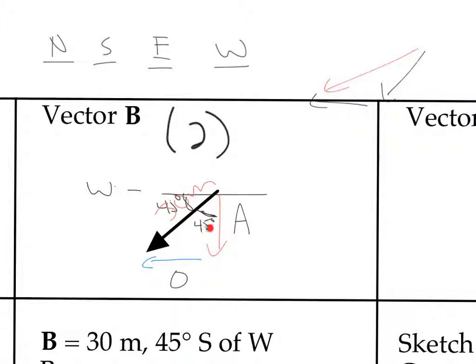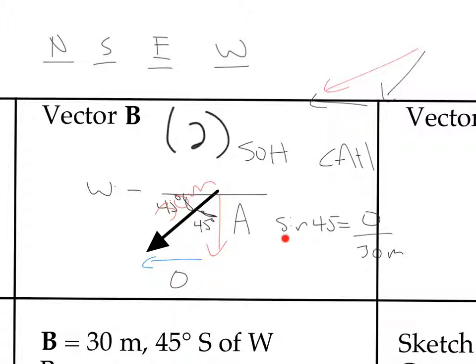So using this angle, remember, SOHCAHTOA, we really just need SO and KA. Sine is opposite divided by hypotenuse. So if I take the sine of 45, that equals O, which we don't know, divided by H, which we do know, which is 30 meters.